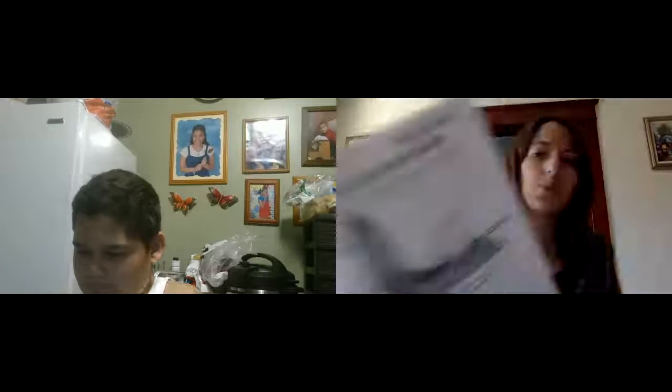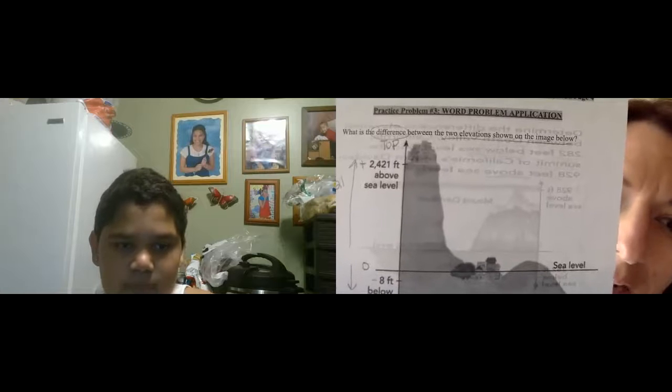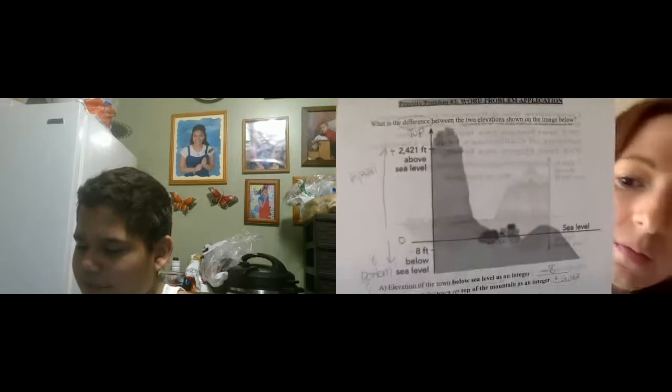Same exact thing. What is the difference between the two elevations shown in the image below? So this is the image we're talking about. Remember, mark up your diagram. Okay. And explain to me what to do. Wait, I was supposed to do the exact same thing? Yeah. You got to mark up the diagram. No, but I didn't know what to do with A and B.